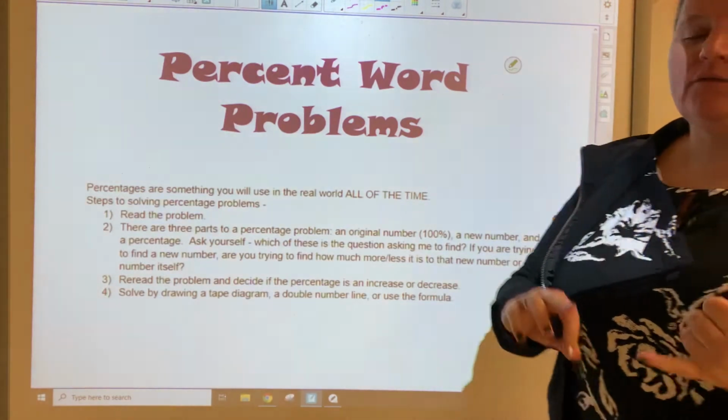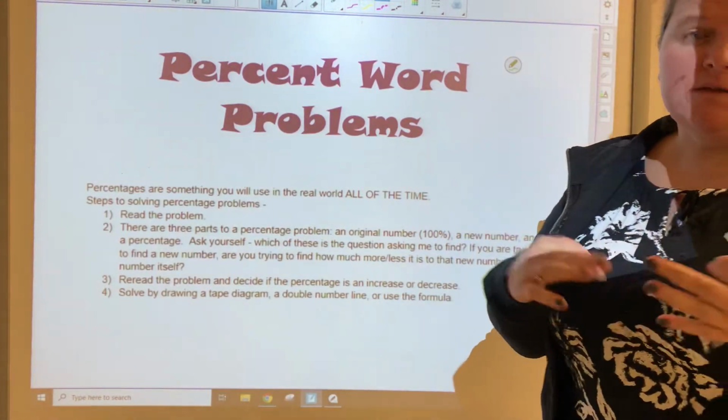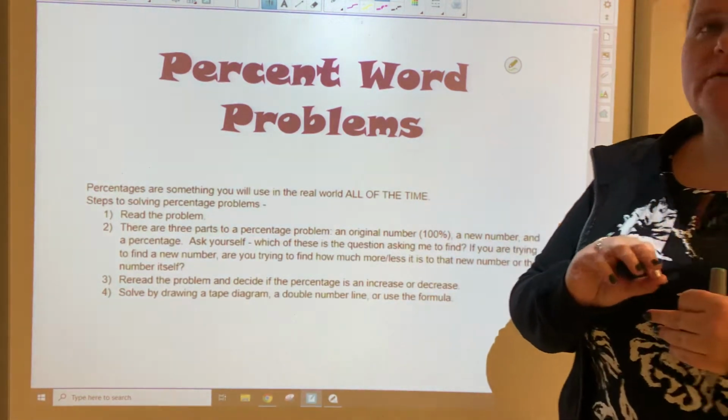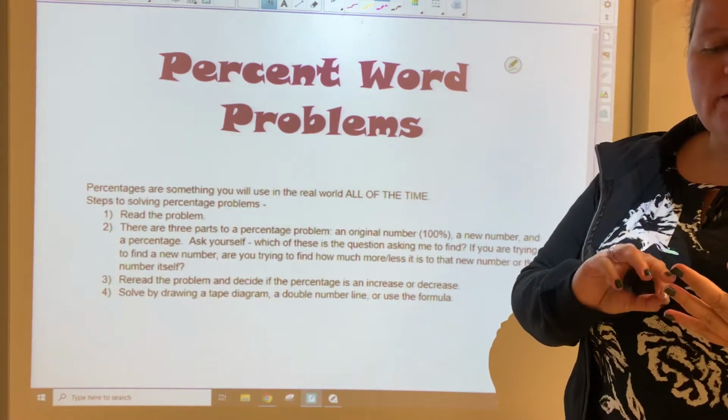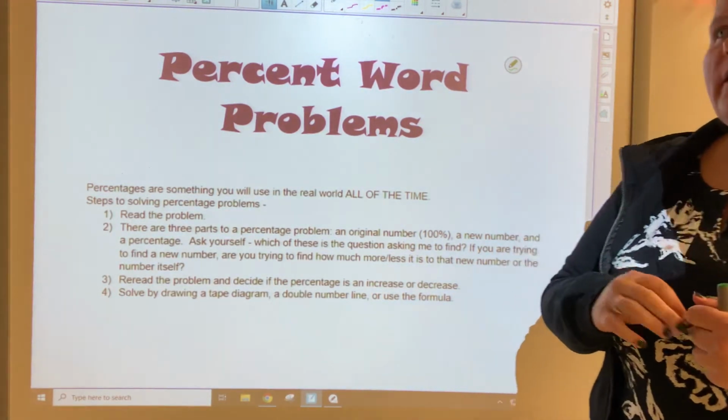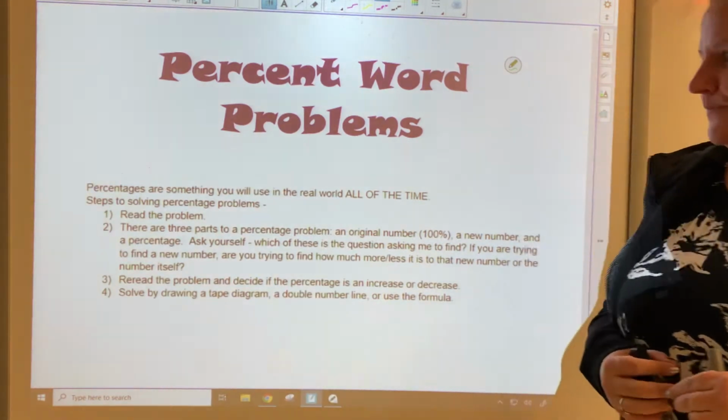The first one is if you know the percent and where you're starting, what's the new number? The second is gonna be if you know the percent and where you are, where did you start? And then the last one is finding the percent.